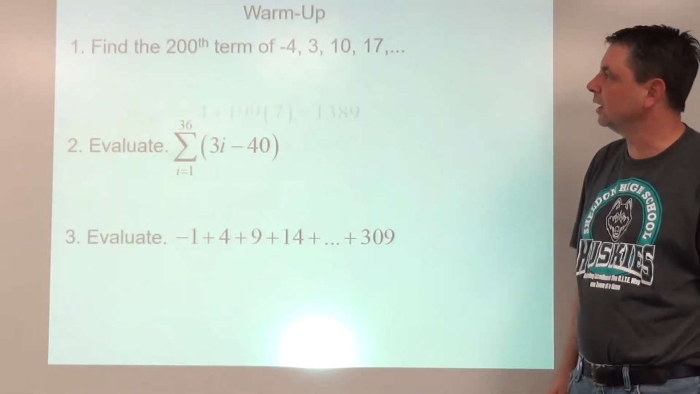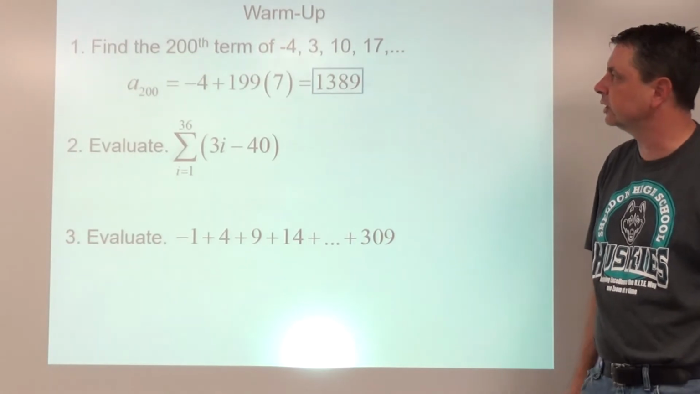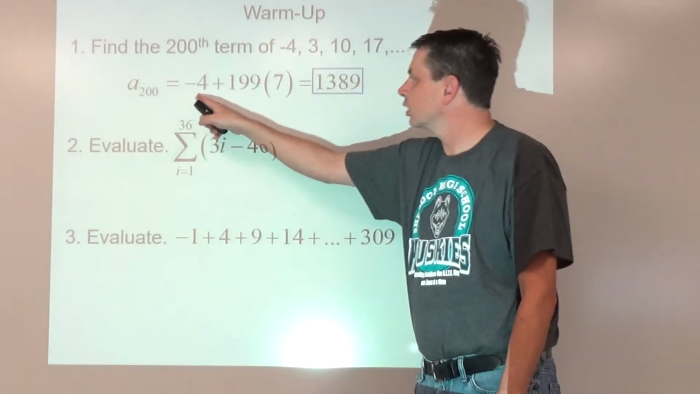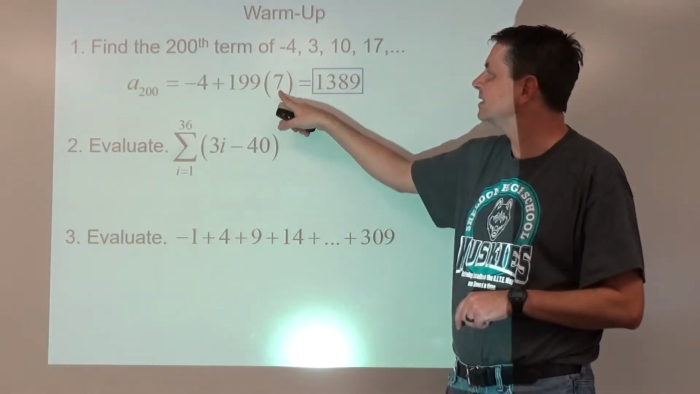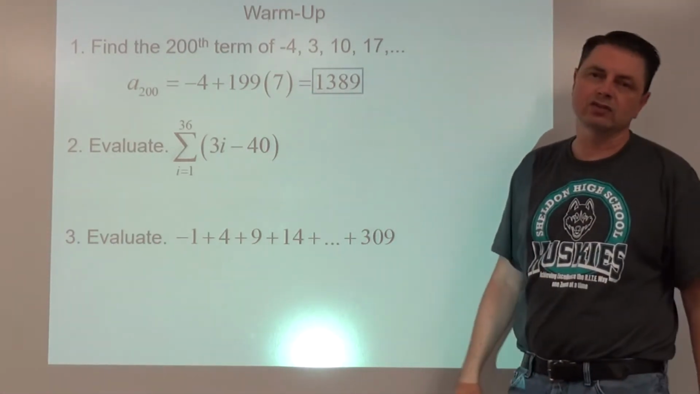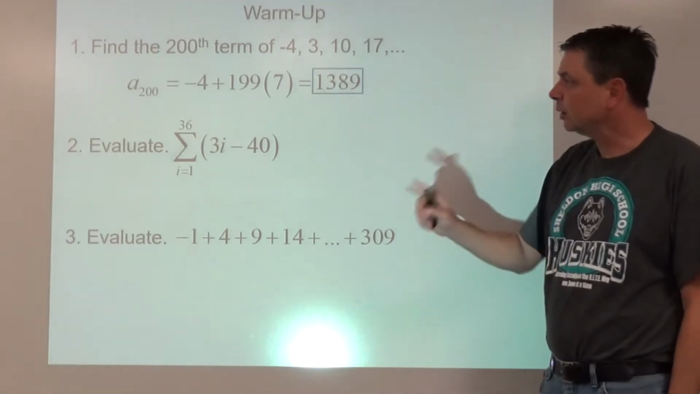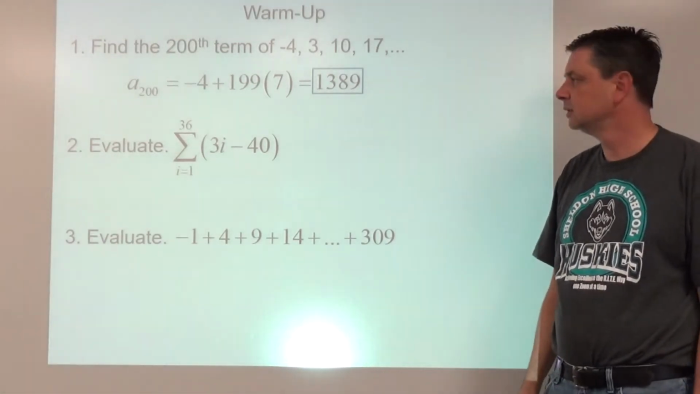Alright, number 1, a sub 200 is equal to first term plus 200 minus 1 times d. You get 1,389. Number 2, find the sum.